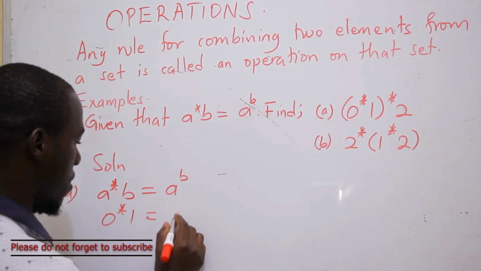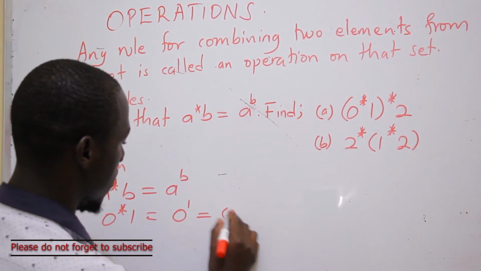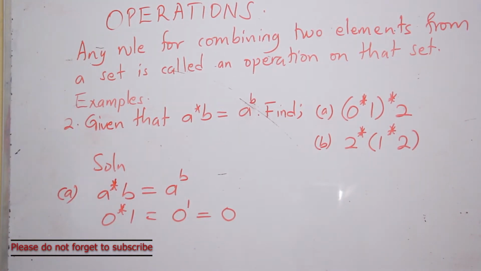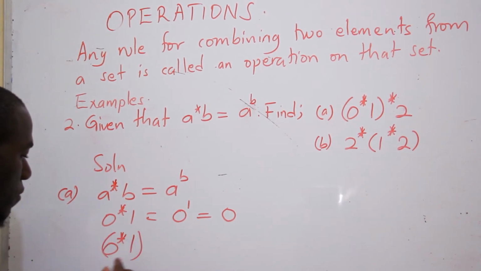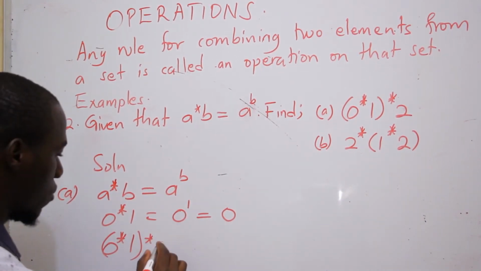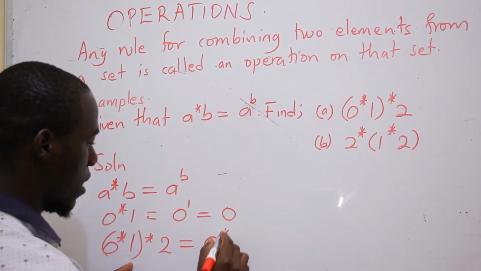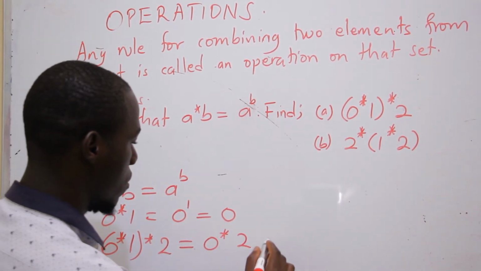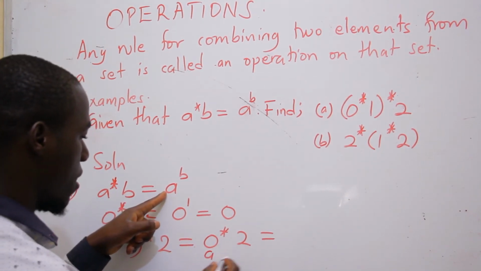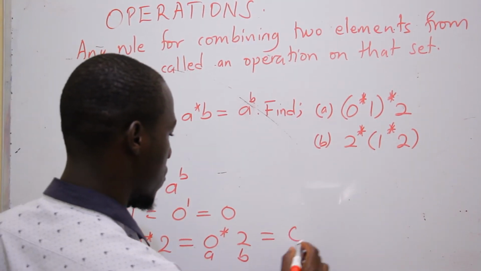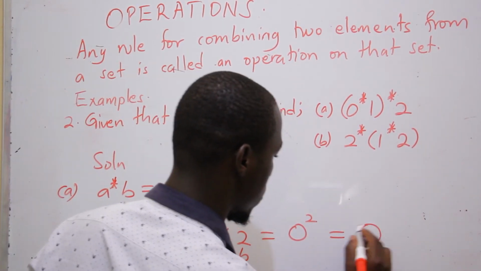So this is going to be 0 power 1, and any number power 1 is that very number, which is 0. So my (0 star 1) star 2 is equal to the whole of this. I've got the 0, so that is 0 star 2, which is equal to, now I go back here, this is my A, that is my B, so this is 0 power 2. 0 power 2, you're still going to get a 0.